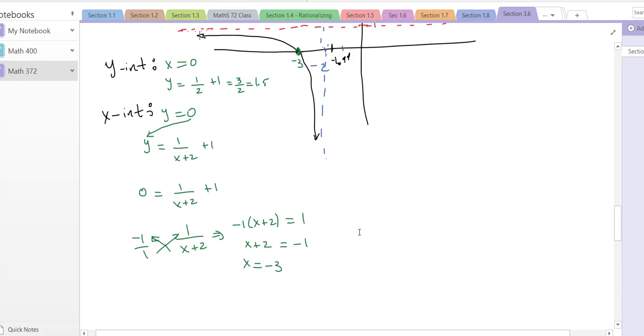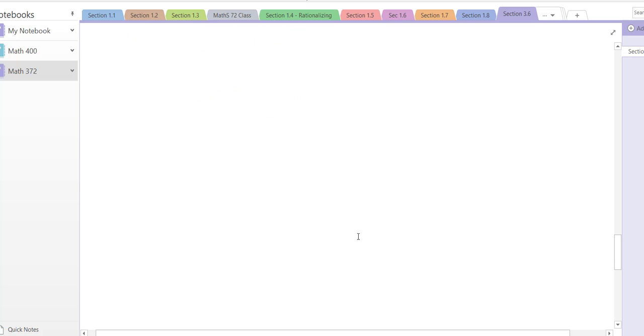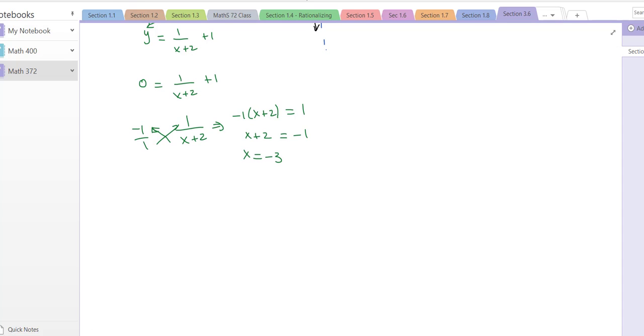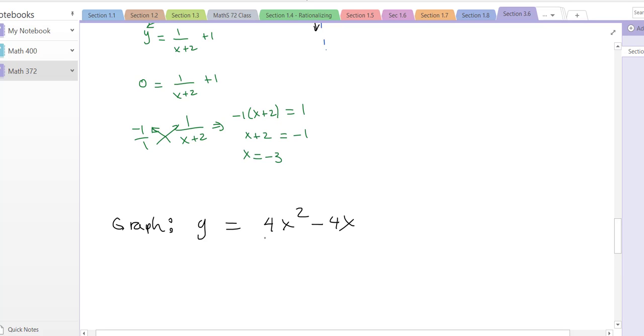Now what if we have something a little more involved? I'm going to do that in the next video. What we're going to graph in our next video is y equals 4x squared minus 4x, all over x squared minus x minus 6. We're going to find horizontal asymptotes, vertical asymptotes, and we're going to attempt to graph it. So try it on your own to see if you can find horizontal and vertical asymptotes, or at least the vertical asymptotes, and then go on to the next video to see what the solution looks like.